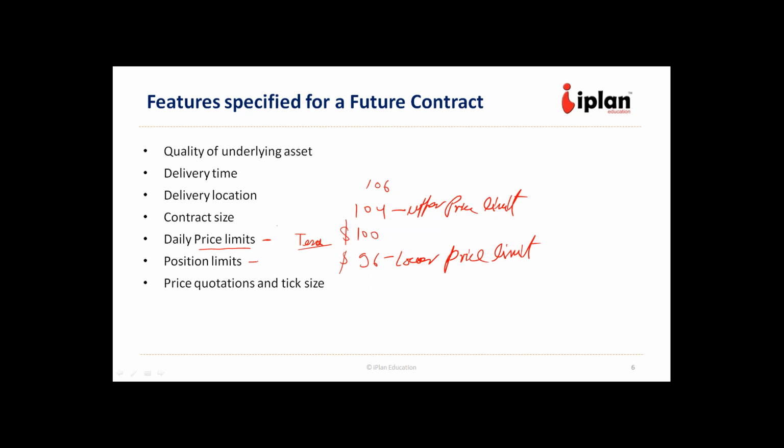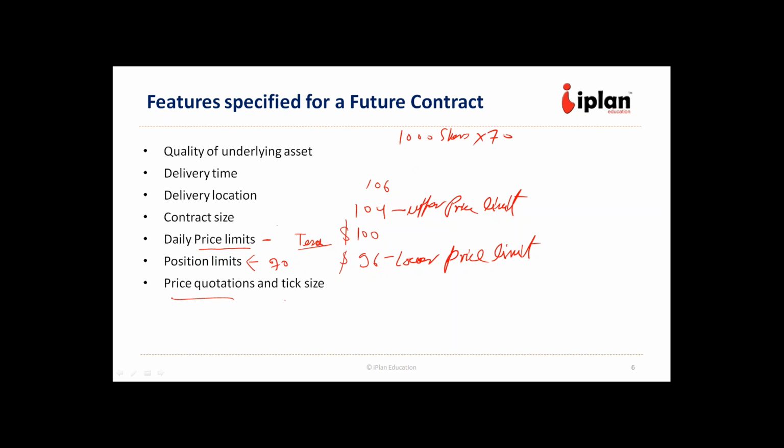Then there's a position limit. Position limit means the number of contracts one person can buy in one day. Quite possibly the exchange can give you a position limit, let's say no one can buy more than 70 contracts in a day. If one contract has 1,000 shares and you're allowed to buy 70 contracts, that means 70,000 shares you can buy in a day, not more than that. So position limit is basically that you cannot buy more than this number of shares.